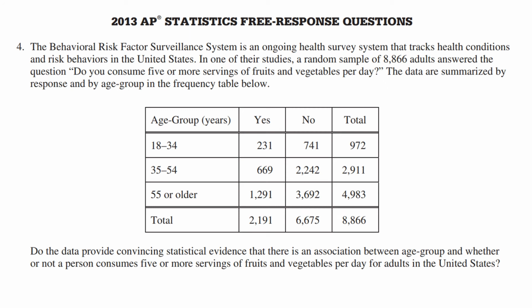I'm going to go through a couple of examples from old AP exams to illustrate a little more how to decide which test to use. This first example is from the 2013 AP exam. The Behavioral Risk Factor Surveillance System is an ongoing health survey system.